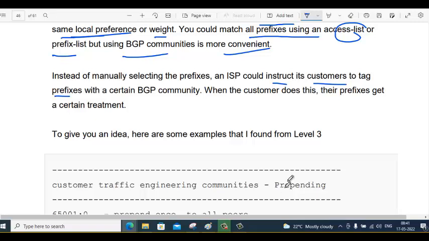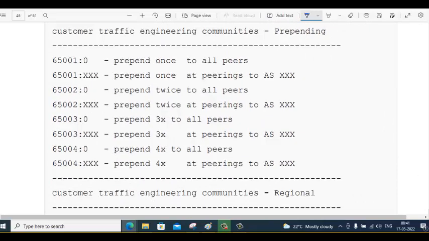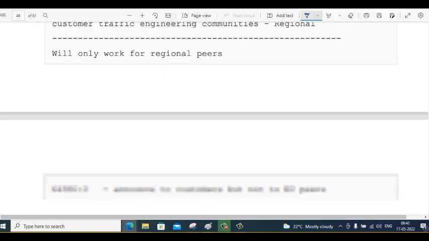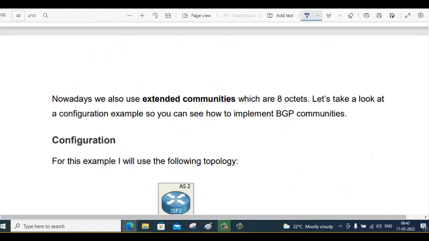To give you an idea, here are some examples from Level 3. Anything tagged like this, prepend once to all peers. Anything tagged with this, prepend once to peering with only those AS numbers. Don't worry, this is too much. This is from production. A better example will be here. Configuration example.